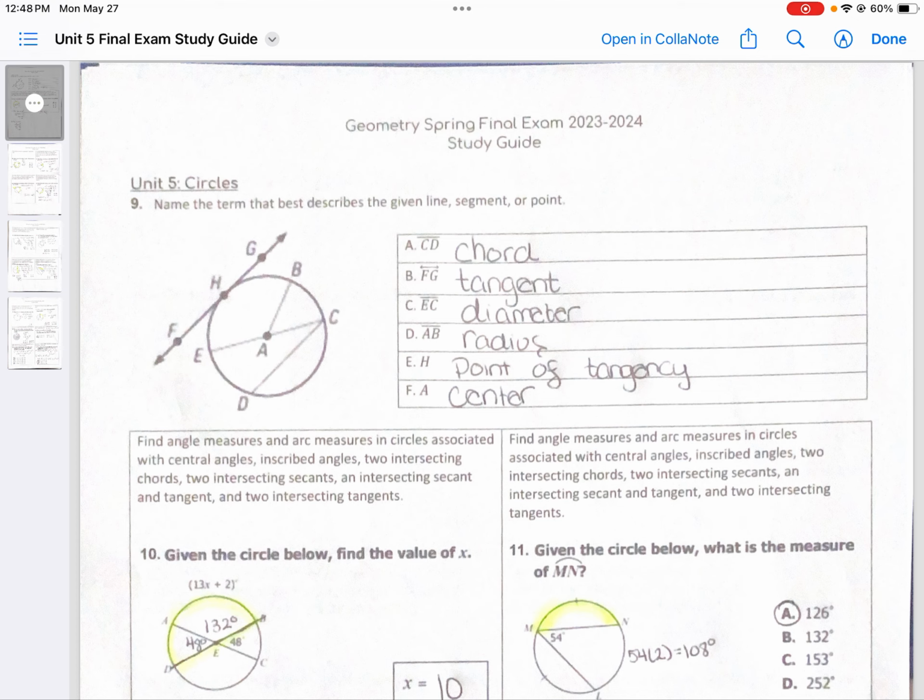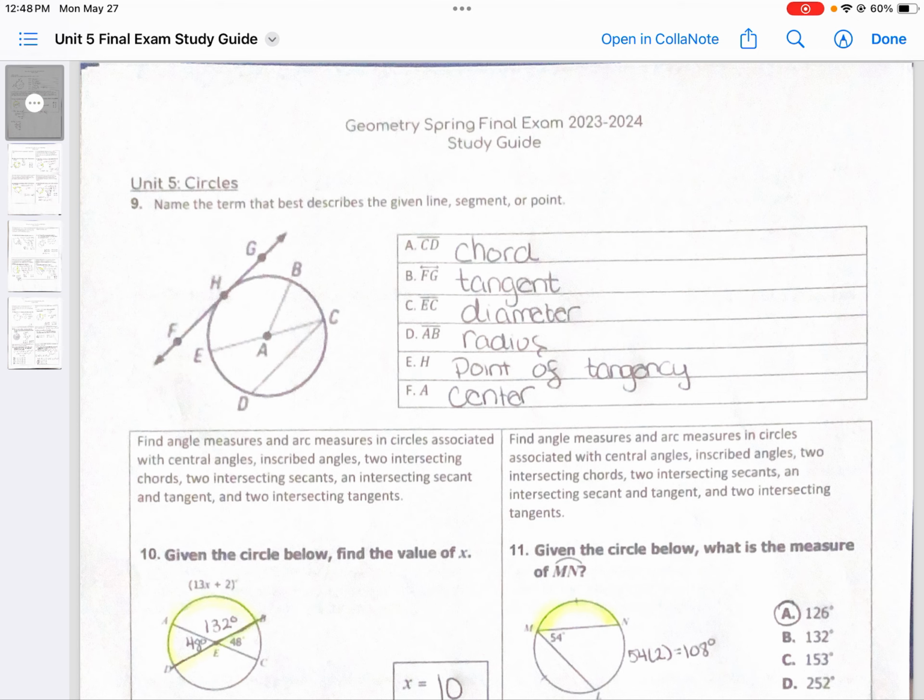A tangent, FG is a tangent. Remember, a tangent line is different from the ratio tangent of trigonometry. A tangent line is a line that touches 1 point on the circle. That's a tangent. A diameter, for example, is EC. A diameter is a chord, but it's a special type of chord because it goes through the center. If we know where our diameter is, that chord that goes through the center, we have a semicircle and we can understand that that's 180 degrees and whatnot.